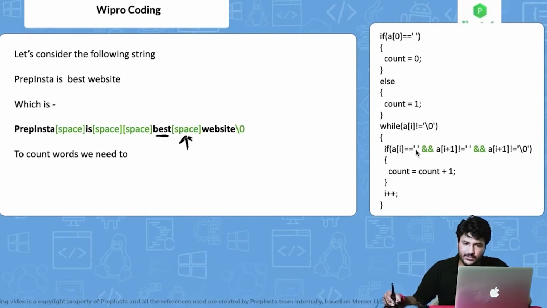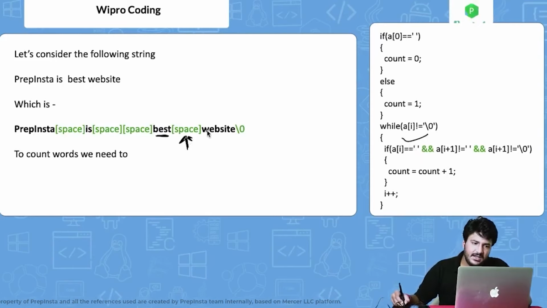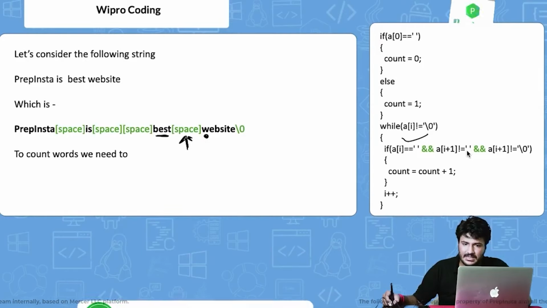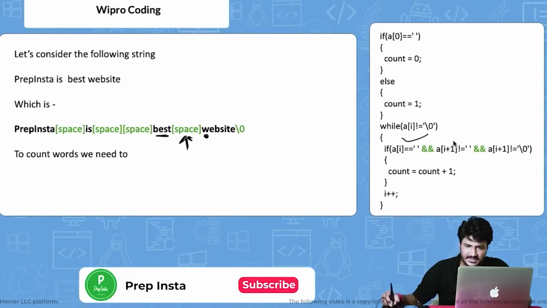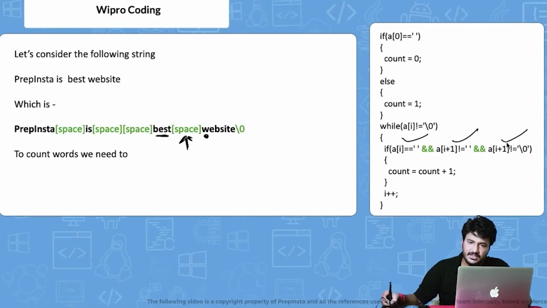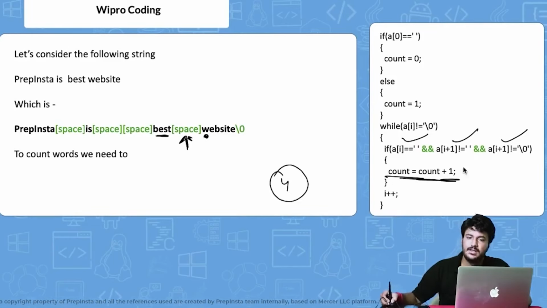So A of I is equal to blank space. This condition is satisfied. Then we reach W. A of I plus 1 is obviously W. Now it says that it is not equal to blank space. Yes, this condition is satisfied. Then A of I plus 1, this condition is satisfied because it's not equal to backslash 0. So now we again increase the count. Now count is basically 4, right?